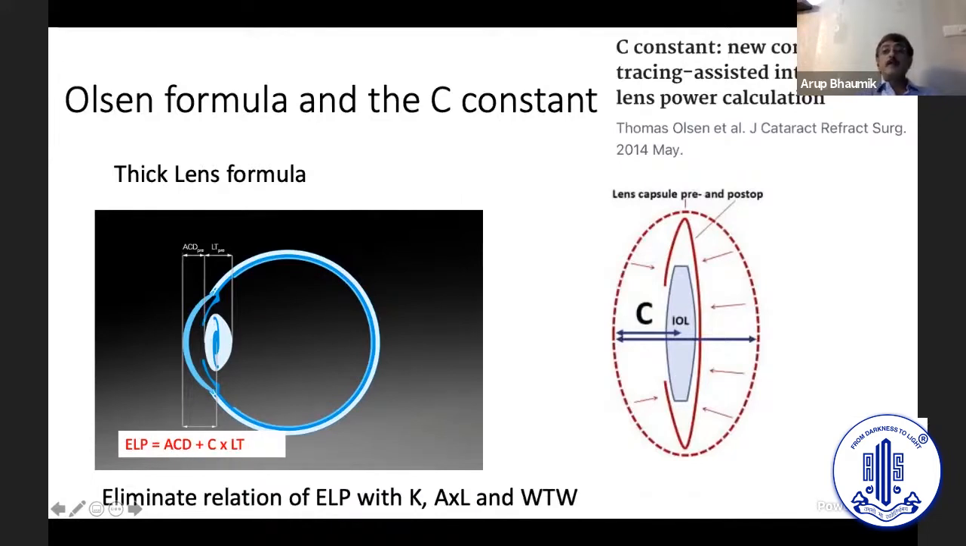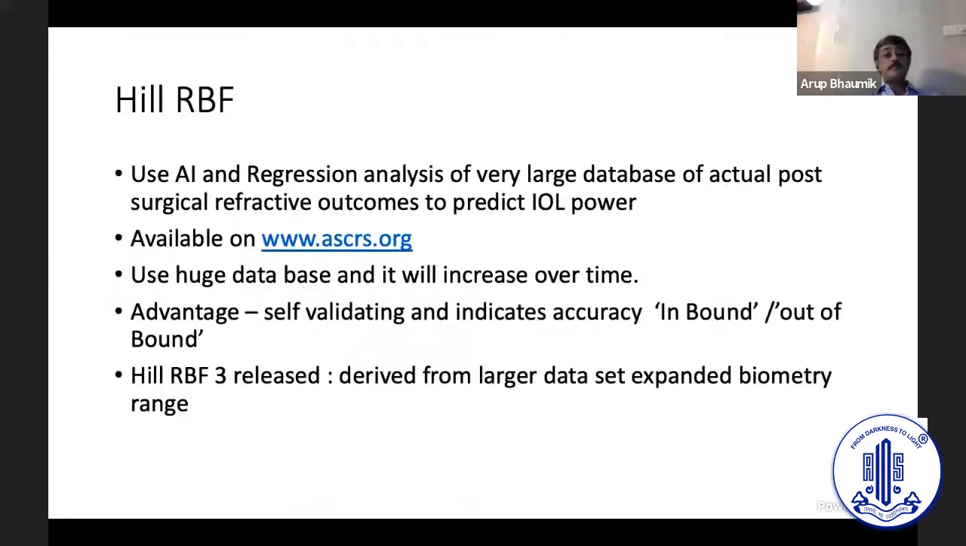This came into the market in 2011, and it was published in the BJO with a large dataset, almost 1,000 cases, in 2014. It is only available so far on the Lenstar platform, the biometry machine.